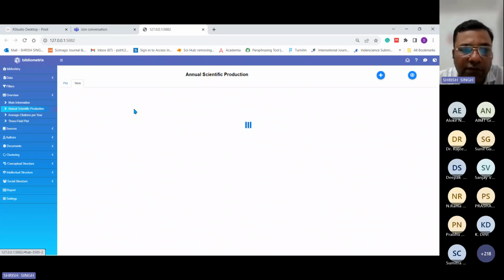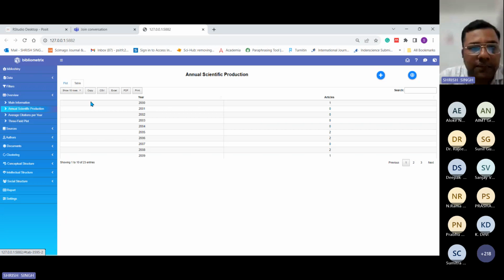So there will be no graph, only rows and columns. You can find in which year the maximum production was there. Now you can see the graph which I have already shown you. The graph is converted into the table. In 2000, there was only one article related to responsible consumption.